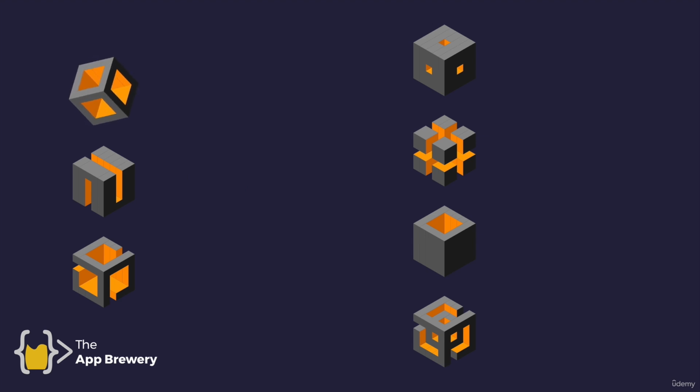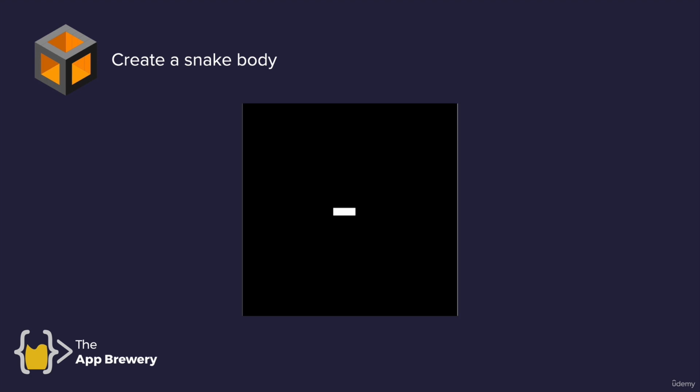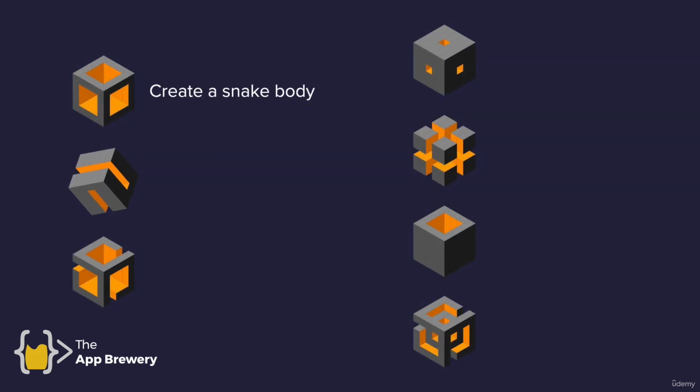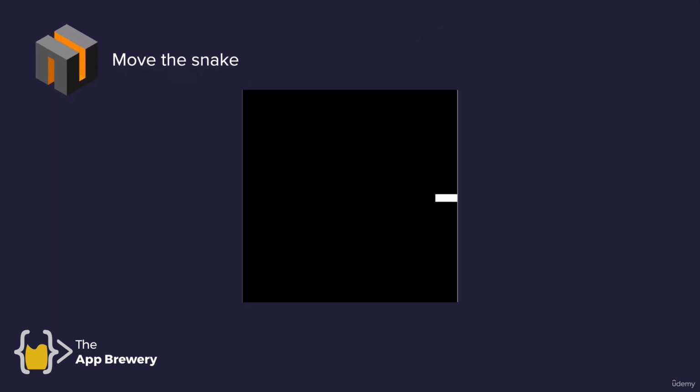The first step is to create a snake body. And we're going to do that by creating 3 squares on the screen, all lined up next to each other. And then we're going to figure out how to move the snake so that it continuously moves forwards, and all we have to do is tell it to change direction.